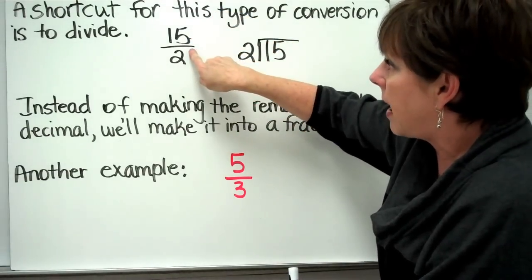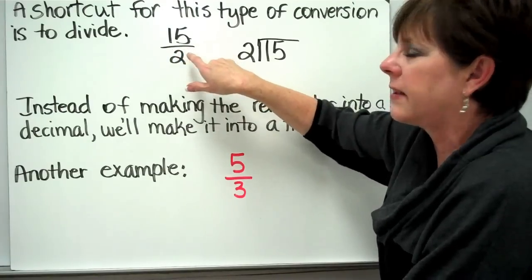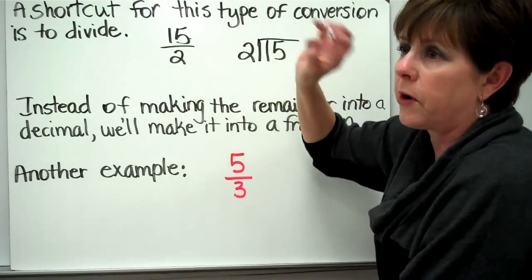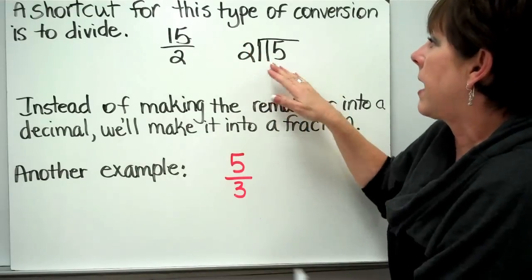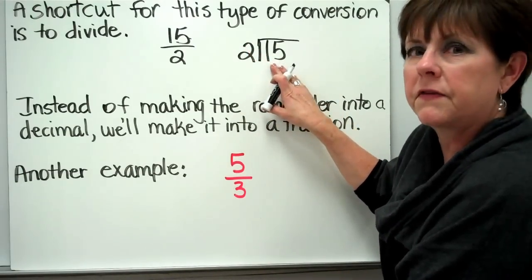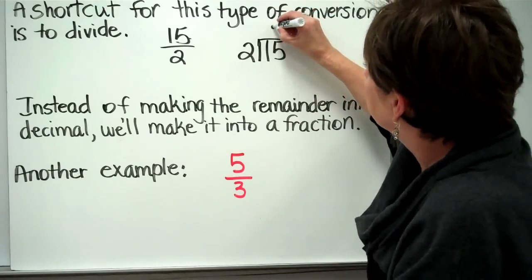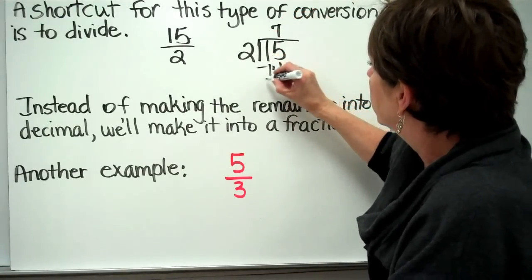15 divided by 2. We've talked about how this symbol here, the line that goes between the numerator and the denominator, can also indicate that you're dividing. You can write it like this. How many times could 2 be divided into 15? 7 times. 7 times 2 is 14.